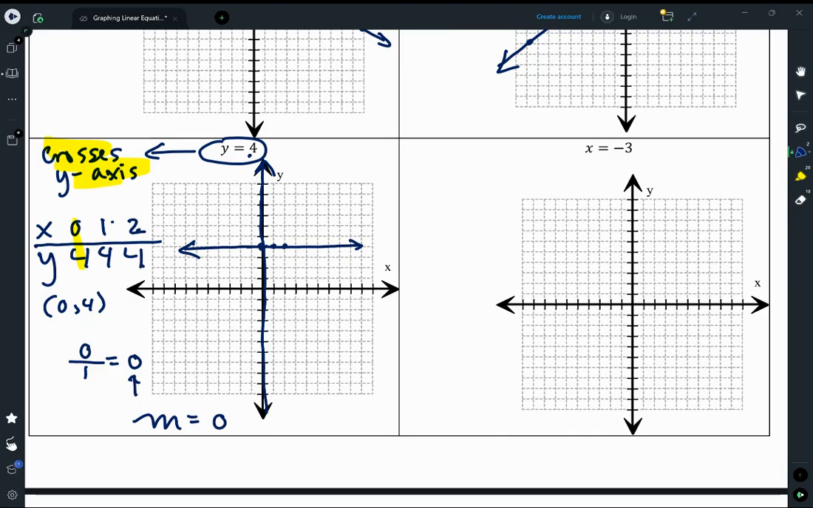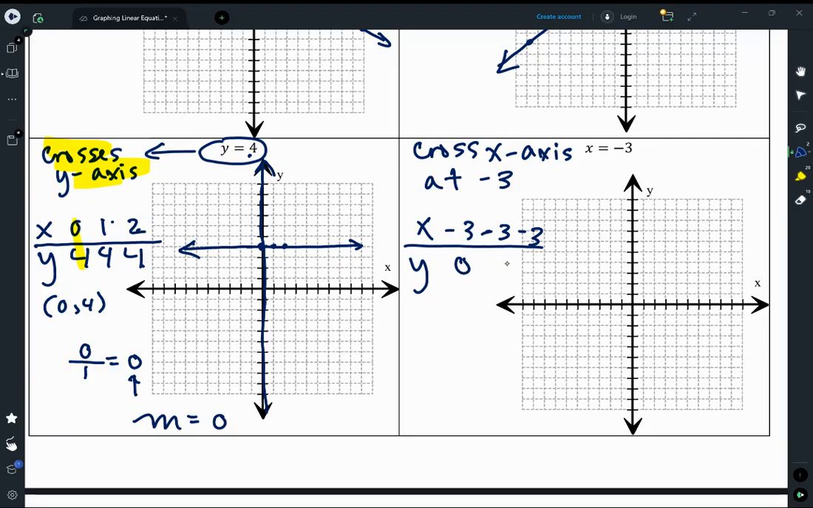X equals -3. So this one is going to cross my x-axis at -3. So let's go ahead and make a table. My x would always be -3. My y could be like a 0, 1, 2 or a 1, 2, 3 again, whatever we want, because it only has x in here, there's no y. All right, so x equals -3.